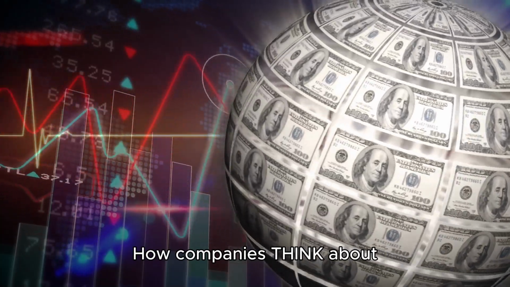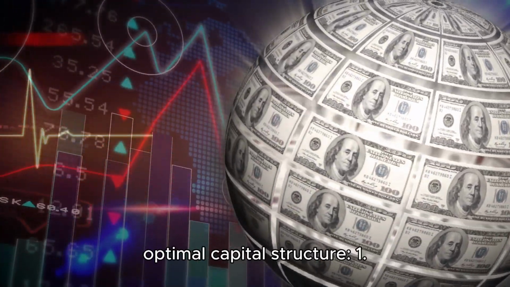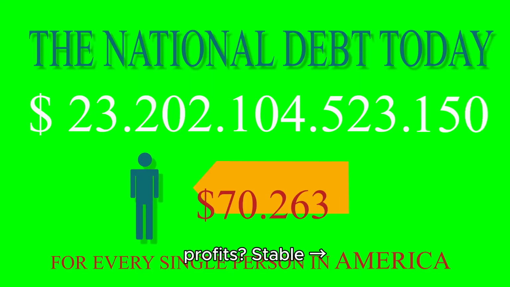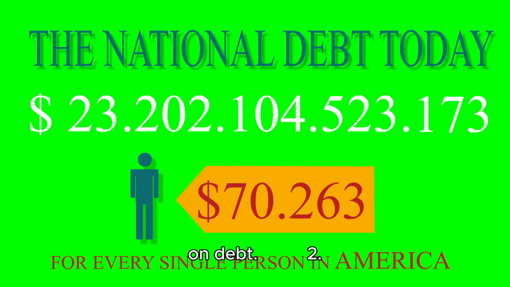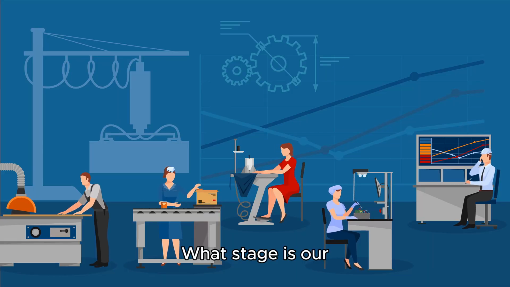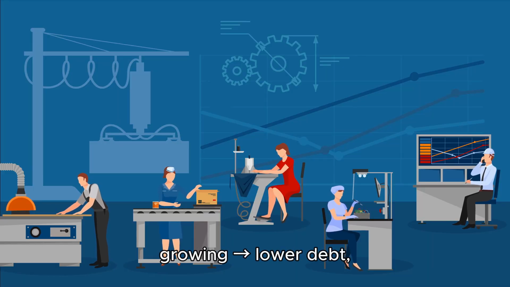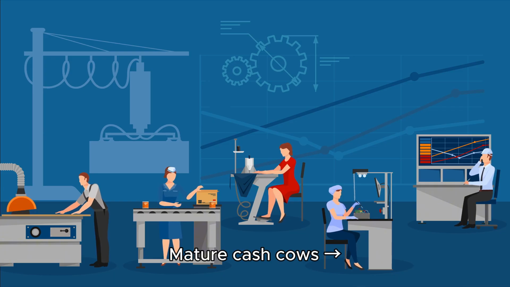How companies think about optimal capital structure. 1. How stable are our profits? Stable gives more debt possible. Unstable gives go easy on debt. 2. What stage is our business in? New to growing gives lower debt. Mature cash cows gives higher debt.